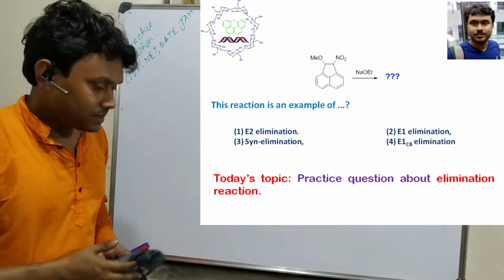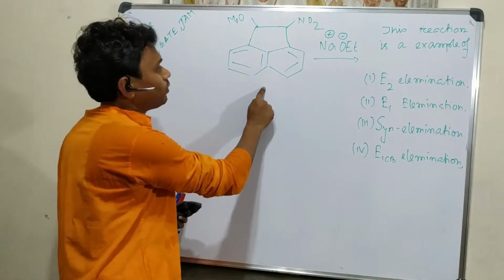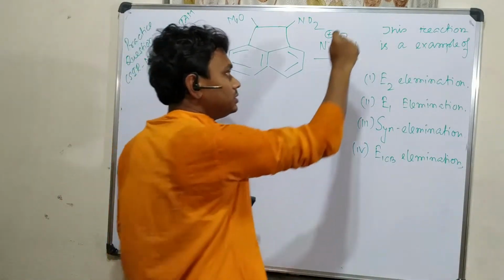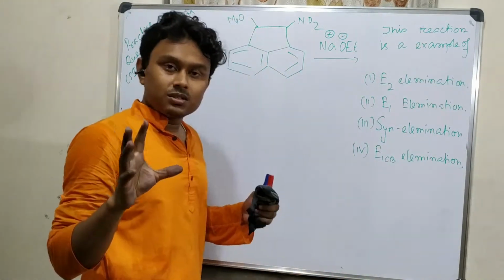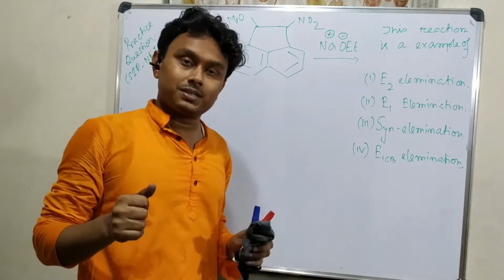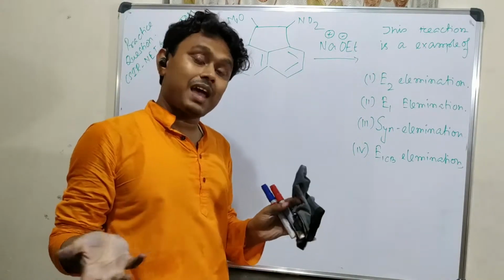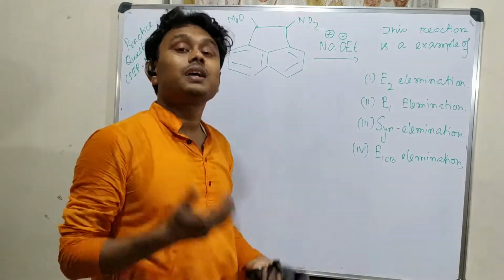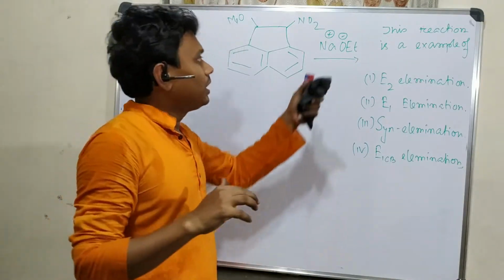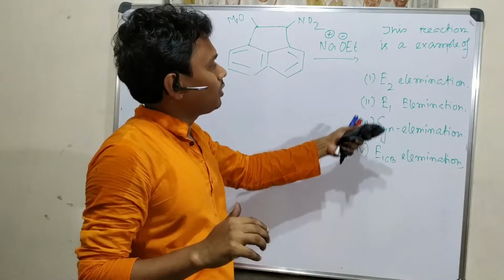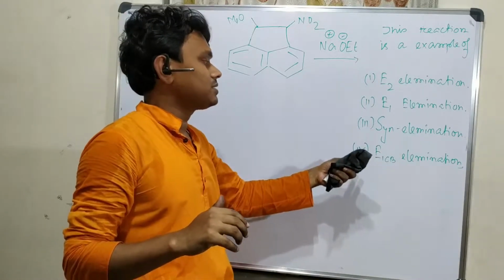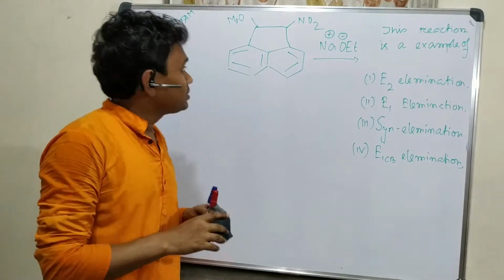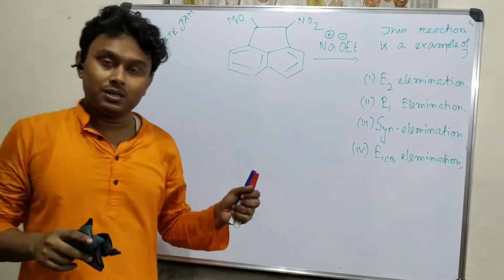So we will discuss today a practice question for exams like CSIR-NET, GATE, JEE, etc. The question is: the reaction of this moiety with sodium ethoxide produces something. This reaction is an example of what type of reaction? You must understand what is actually being asked. This is a strategy to misguide initially, so keep calm. The reaction is an example of E2 elimination, E1 elimination, syn elimination, or E1CB elimination. To answer this question, you should know what is happening.